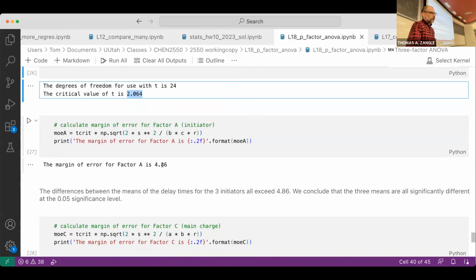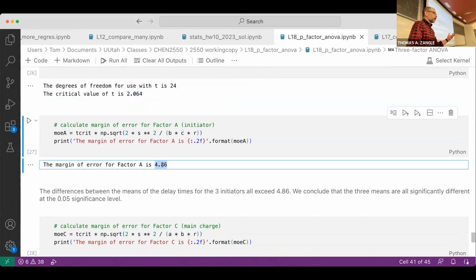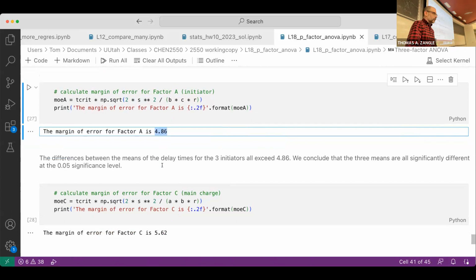And then from using that and the expression above, we can find our margin of error. Very analogous to what we've done to find margin of error based on the t statistic in other contexts.